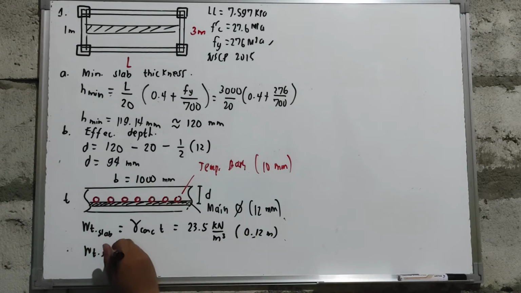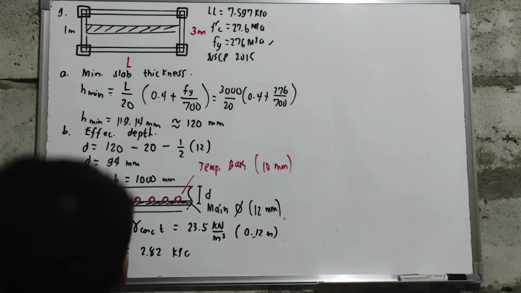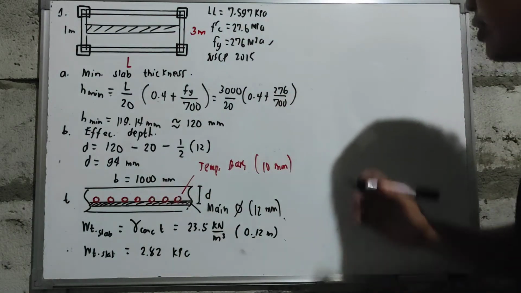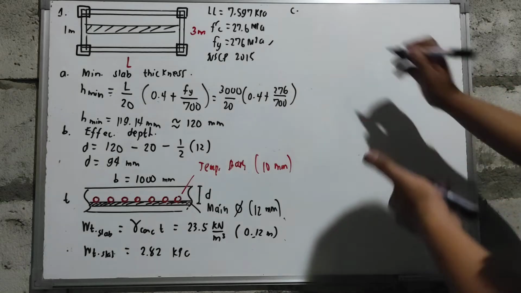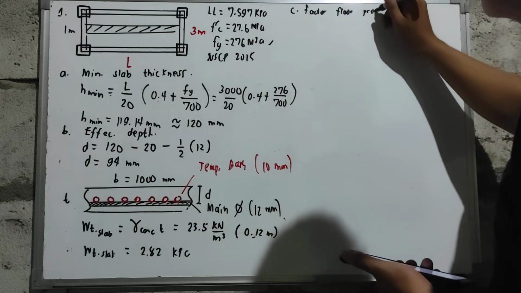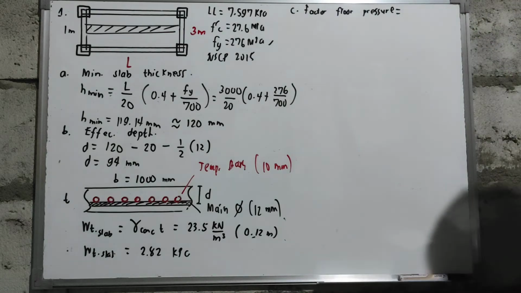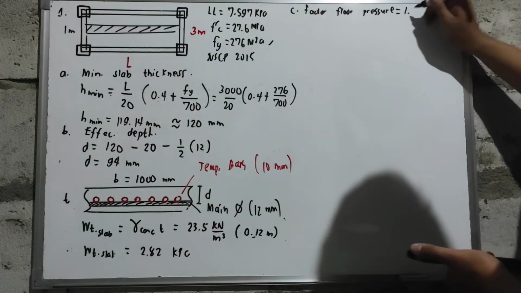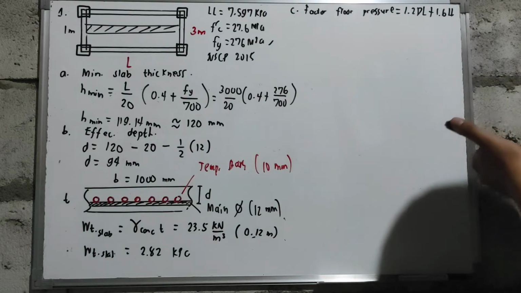So the weight of your slab in terms of kPa is now equal to 2.82 kPa. So after nating ma-compute yung weight ng slab natin, let us now calculate for the value of your factored floor pressure. So hahanapin ngayon natin yung factored floor pressure natin. So with that, gagawin din natin is, paano yan? So since NSCP 2015 tayo, that is 1.2 dead load plus 1.6 live load.